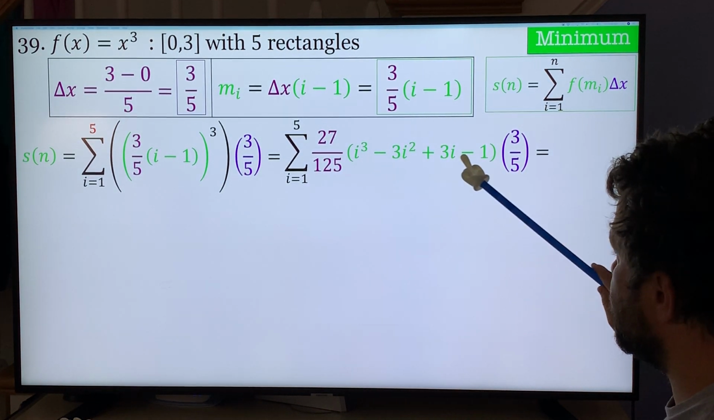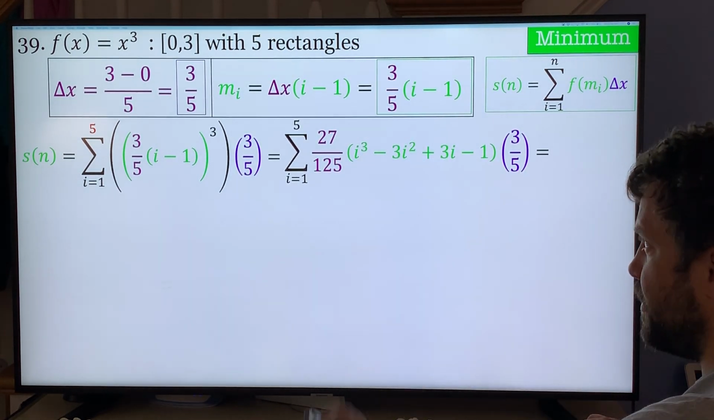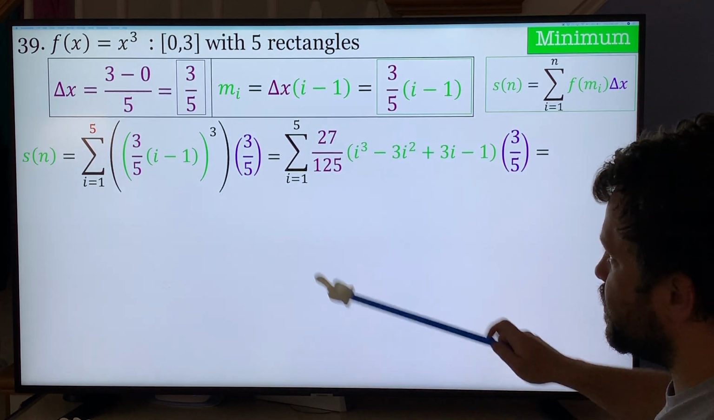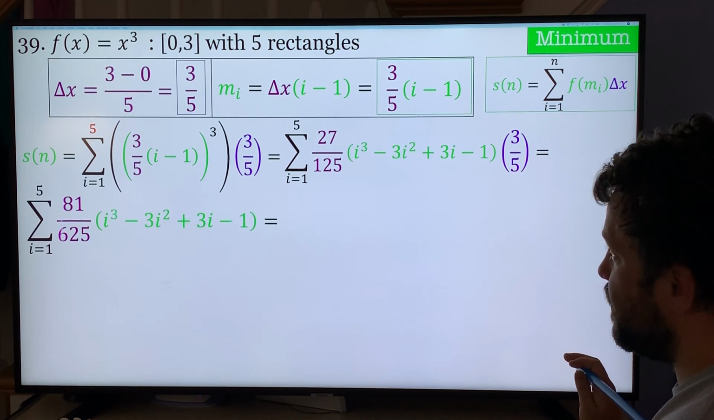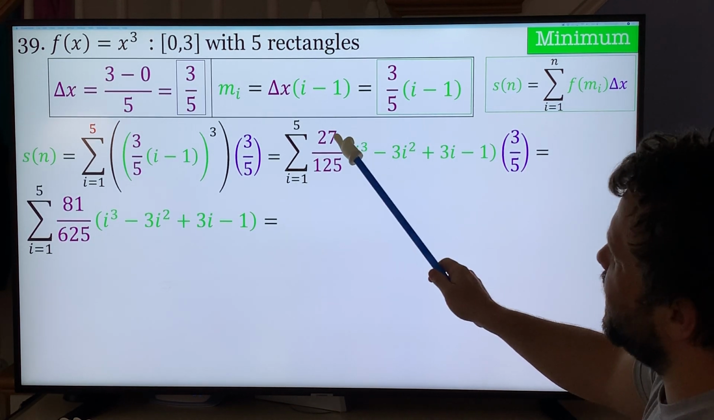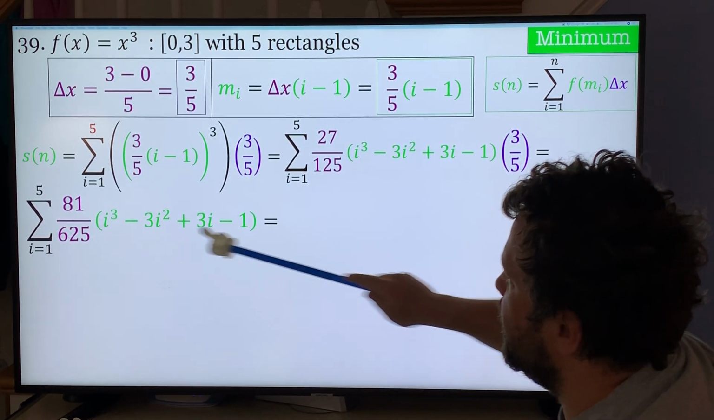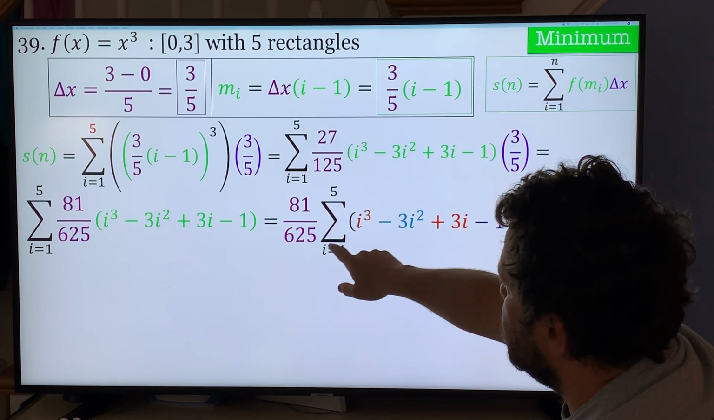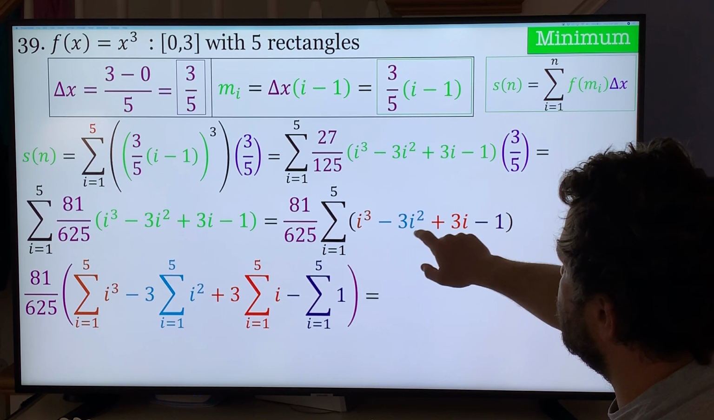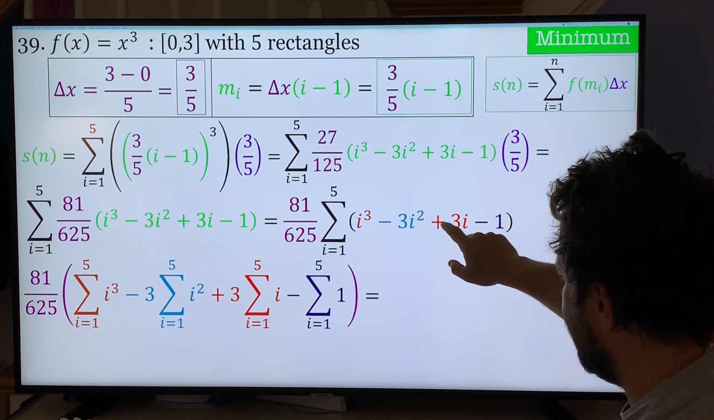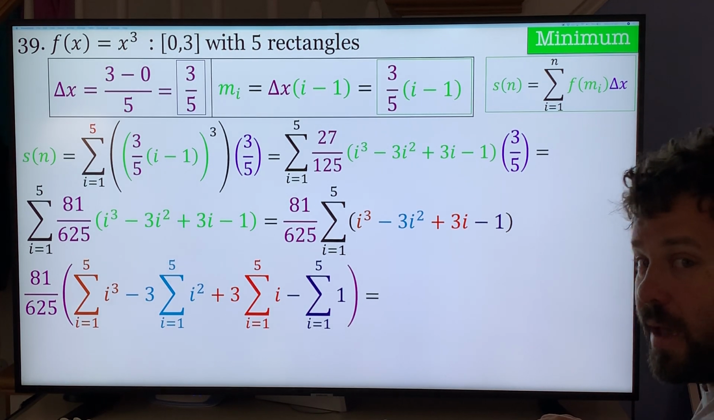This was just (i minus 1) times (i minus 1) times (i minus 1), so you get i squared minus 2i plus 1 times (i minus 1), which spits out this, times 3/5. 3 times that is 25, this times this is 625. Oh wait, 3 times that is 81. Sorry. And you pull that in front, and then you separate these all. So you get 81 over 625, sigma i cubed, minus 3 sigma i squared plus 3 sigma i minus sigma 1.